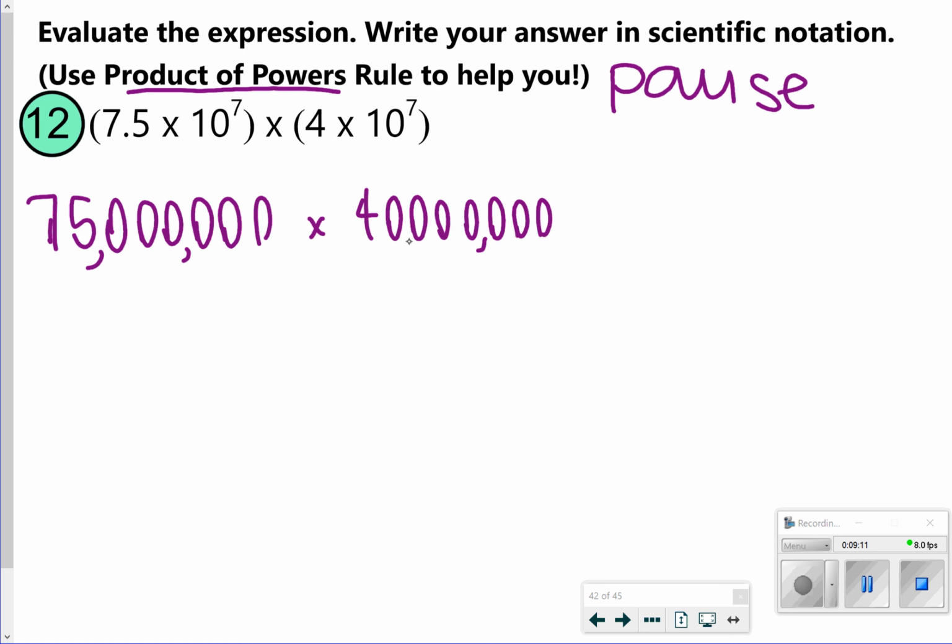Or 40 million. What we're going to try to figure out is after we multiply these, what I like to do first is an old school math trick. Do 75 times 4. That's going to give you 300, and then you're going to add all your zeros back to it.